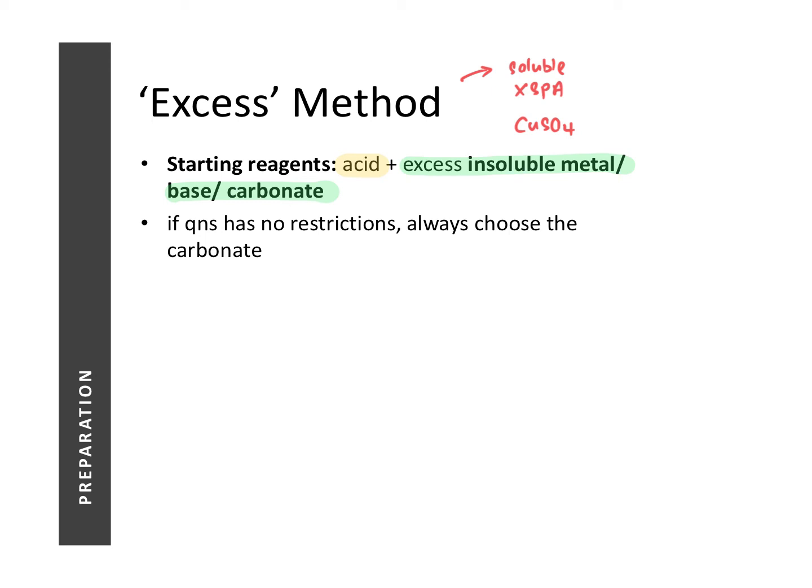So what can we use as the insoluble solid? We need to remember that acids can react with three things. Acids can react with metals, acids can react with bases, acids can react with carbonates. So the recommendation again is that we react the acid with the carbonate. In a while I will explain why. But if the question didn't fix the starting reagent for you, what you can do is to start with the carbonate.